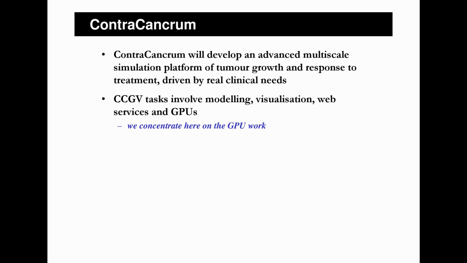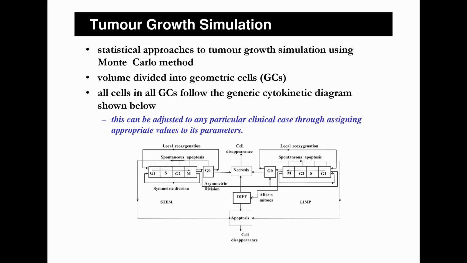We look here at the GPU work to give you the type of idea of what GPUs can do in an application situation. So the simulation method that's applied is essentially to look at the volume surrounding the tumor and break it down into zones. What they call them is geometric cells. I'm sorry that they use the word cells because that's very confusing, but I tend to think of them as zones. So they're cuboidal zones surrounding the tumor.